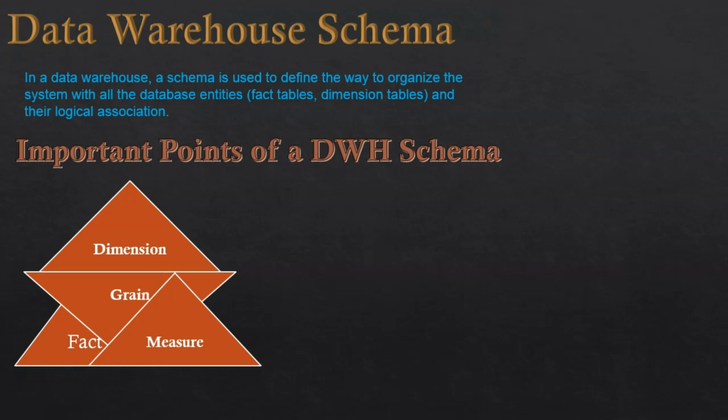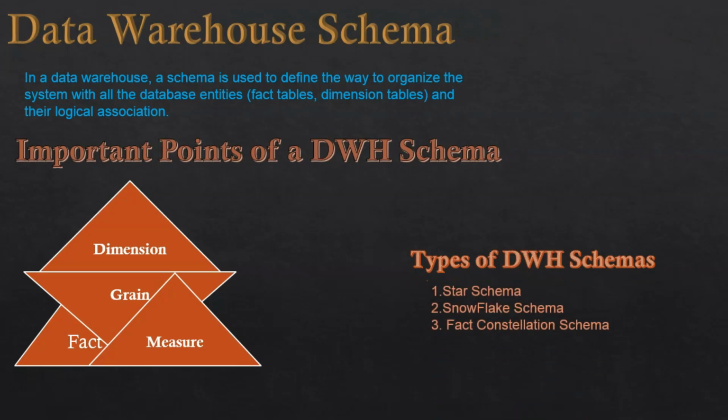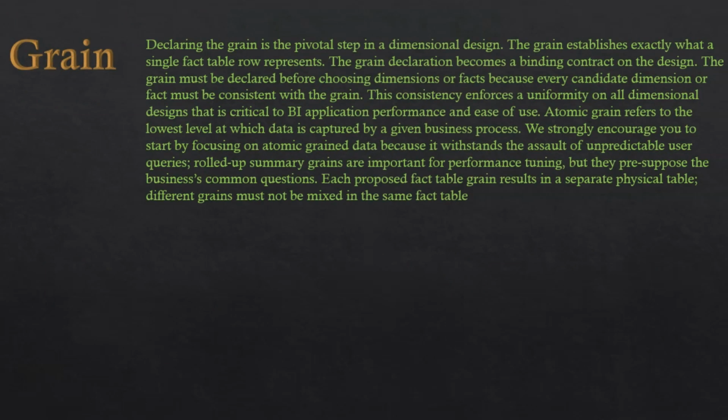After understanding these points, we will deep dive into the types of data warehouse schemas, which are mainly star schema, snowflake schema, and fact constellation schema. So without wasting time, let's move ahead, guys, to understand what is a grain. So friends, a grain is basically a pivotal step in a dimensional design.